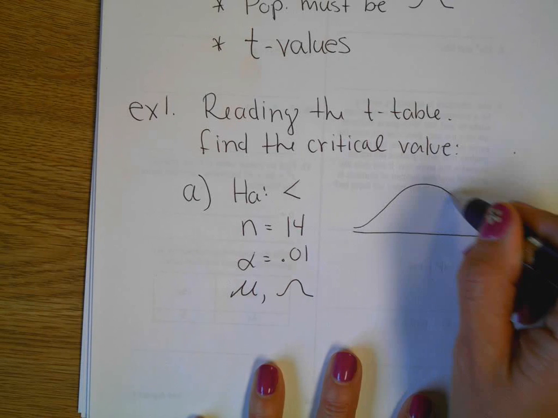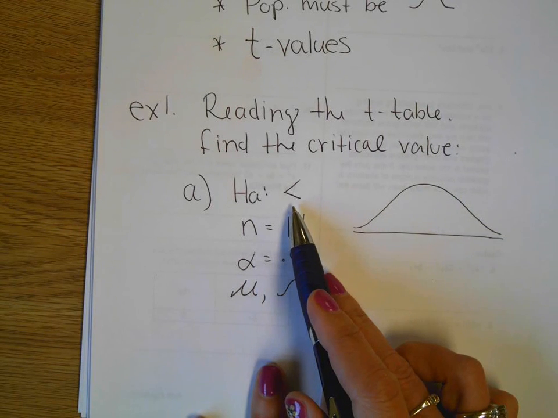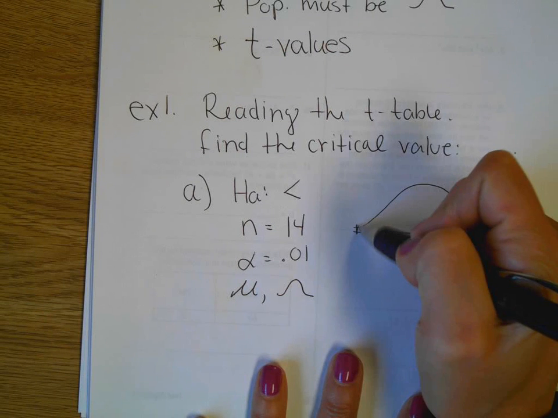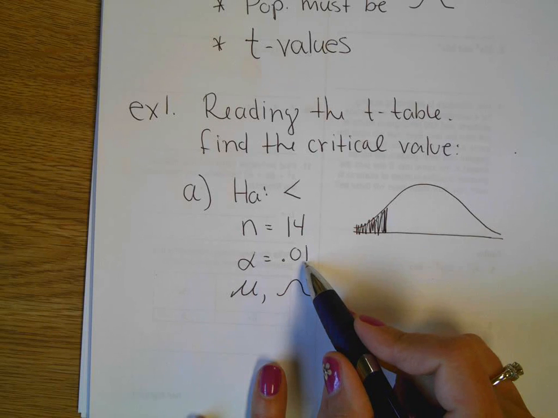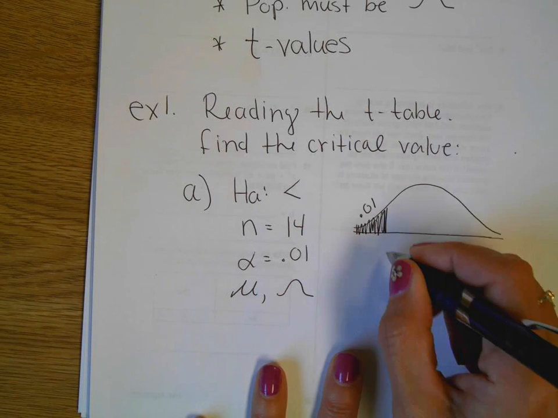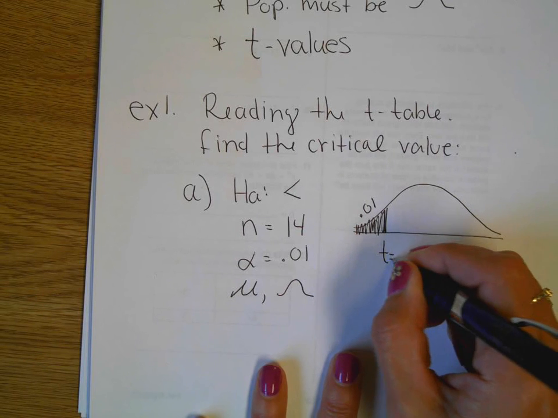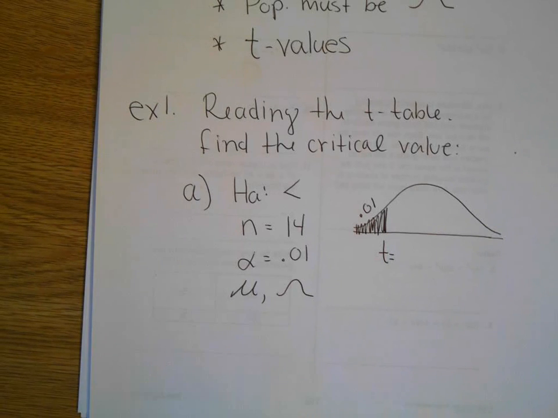Just like yesterday, your rejection region is determined by the Ha. With a less than, it's over here. It's equal to the alpha value. And we want this t value. Well, if you grab your t-table, on mine, here.